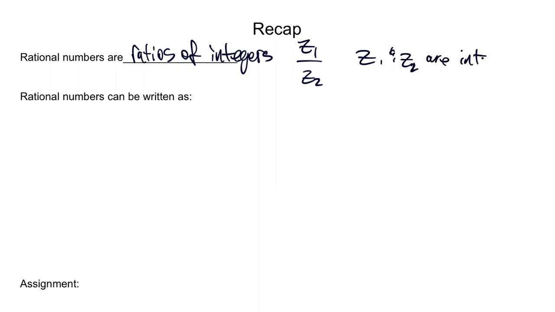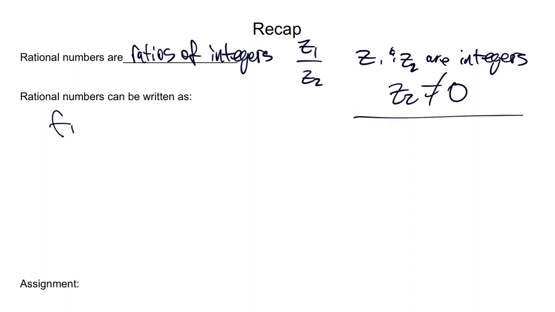Rational numbers express ratios of integers, right? Z1 over Z2, where Z1 and Z2 are integers, and Z2 does not equal 0. This is kind of important. They can be written as fractions.